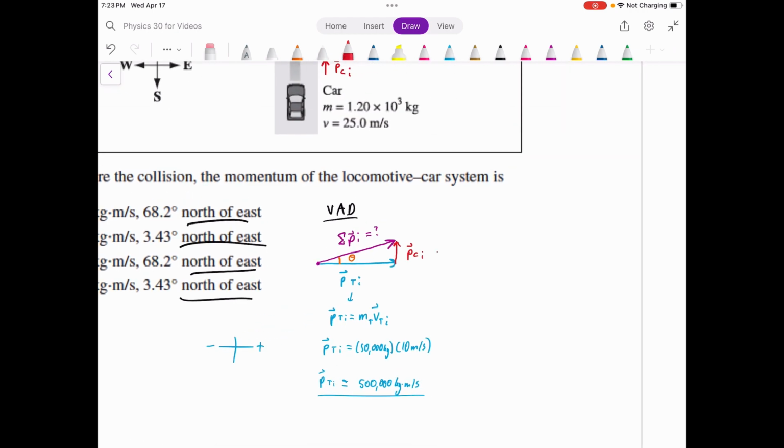We just got a Pythagorean and SOHCAHTOA for direction. So the momentum of the car initially will be its mass, 1.2 times 10 to the 3, or 1,200 kilograms, times, I'm going to call north the positive y direction, so positive 25 meters per second. And we get that the momentum of the car initially is 30,000 kilogram meters per second, north. This one was east.